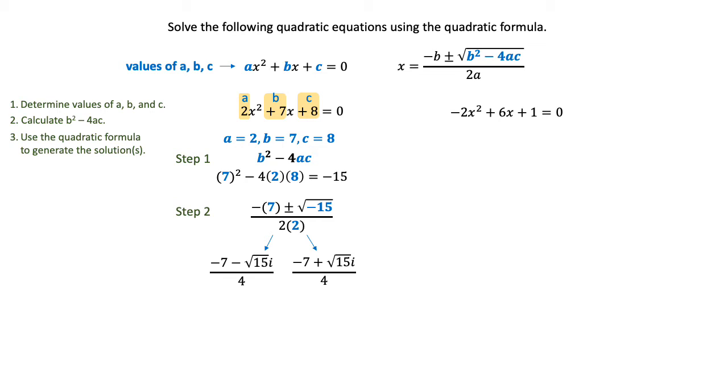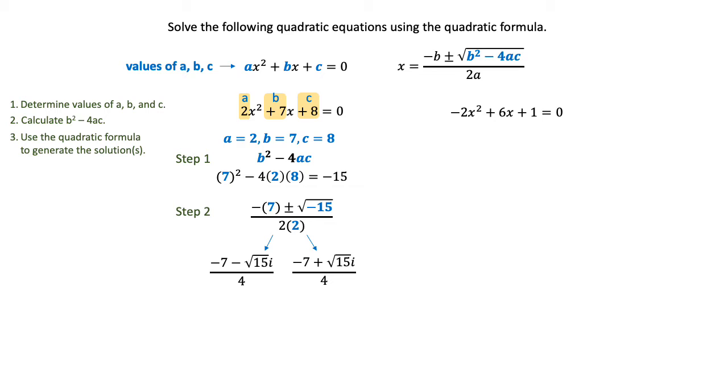So negative 7 plus or minus, when I put in that square root of negative 15, that's going to simplify to the square root of 15 i, imaginary, and 2 times 2 in the denominator is 4. So my two possible solutions are negative 7 minus square root of 15 i over 4, and negative 7 plus square root of 15 i over 4.